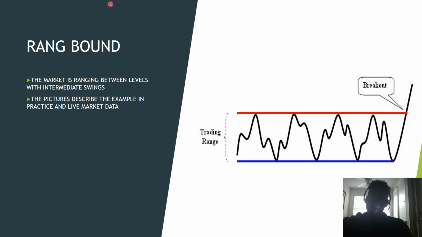And this is the range bound market. So the reason I said that there are four is because the range bound market is something that happens all the time in Forex. It's basically intermediate waves in a consolidating pattern on a higher time frame. So you put your support and resistance, and then you wait for a breakout, or you could just trade the levels up and down, buys at support, sells at resistance, okay, until the breakout occurs.